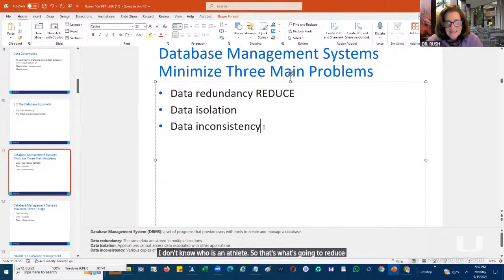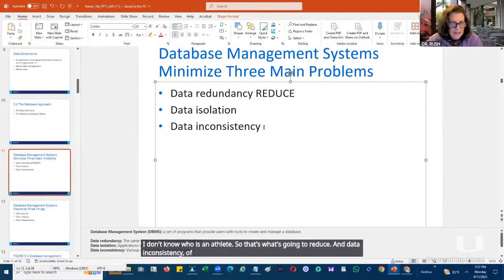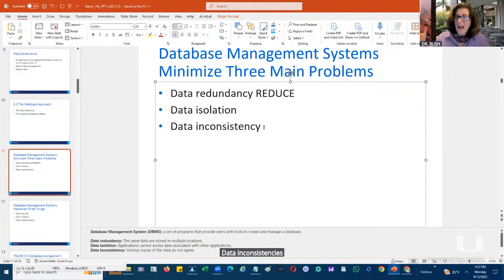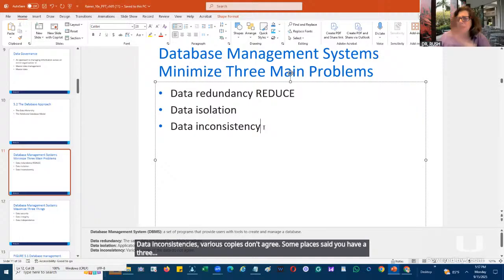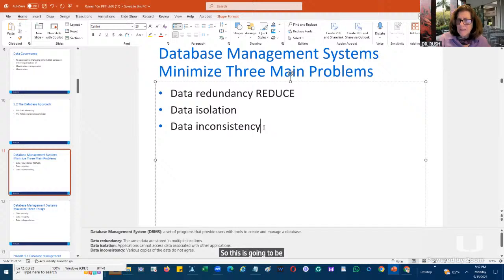And data inconsistency, of course. Data inconsistencies, various copies don't agree. Some place it said you have a 3.0 average, some place it has a 3.4 average, some places they did a 3 and they made it an 8, and you know it doesn't even make sense. So this is going to be a great test question, you see that, Connor.